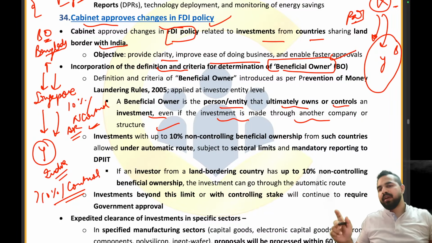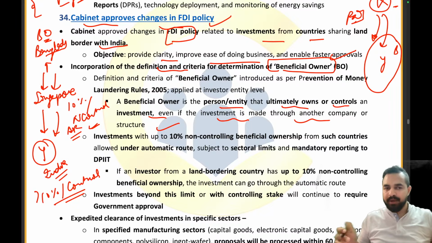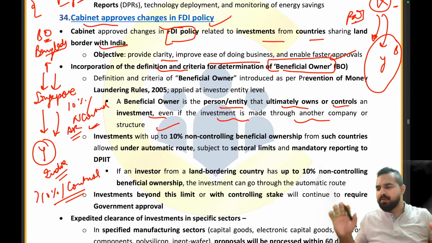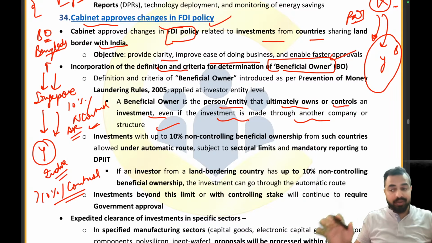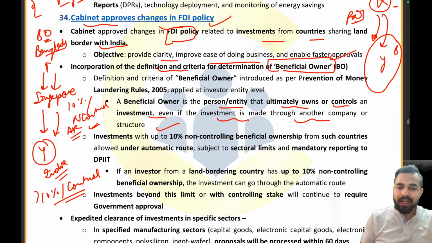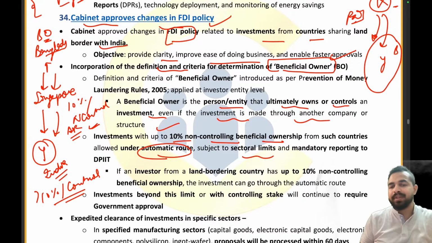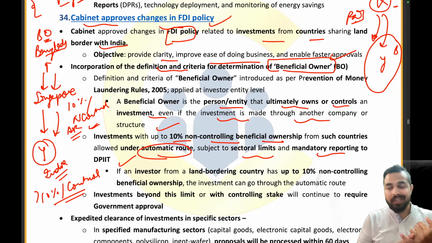And that is why earlier a lot of scrutiny was there, but right now we are providing just a little bit of relaxation, under stricter rules again. So investment with up to 10% non-controlling beneficial ownership from such countries is allowed under the automatic route. But there will be some sectoral limits and mandatory reporting to the DPIIT. They have to report to the DPIIT, right? Although no approval is required, they have to report to DPIIT for the same.